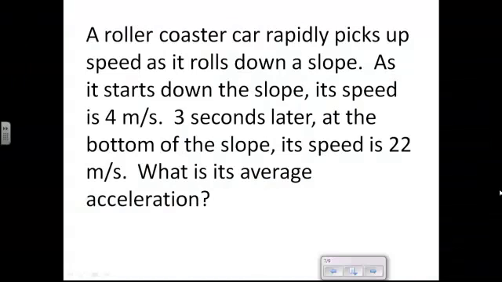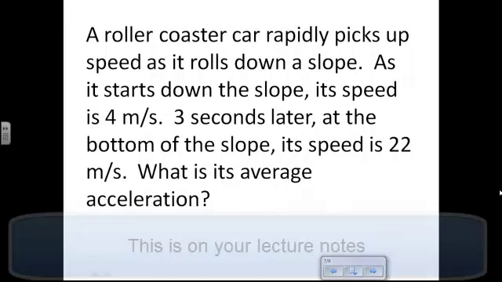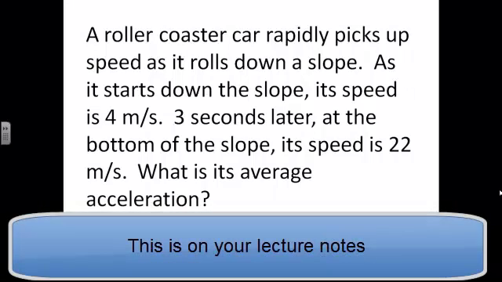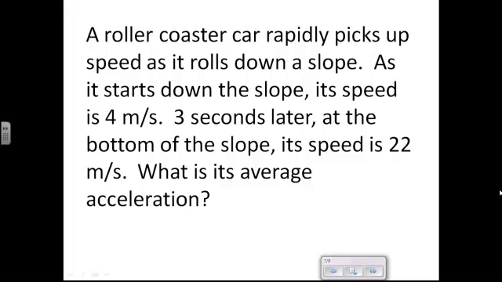Alright, so it's a little different than the car commercial, but let's say we have a roller coaster. And let's put our formula to use here. We have a roller coaster that's starting off at the top of a hill at 4 meters per second. And as it goes down that first initial big slope, 3 seconds later it has accelerated, or it's sped up, to 22 meters per second. So what's the average acceleration? Now we're going to go through this problem together, whether you can do it on your own or not, just so you can see how I go about doing it.